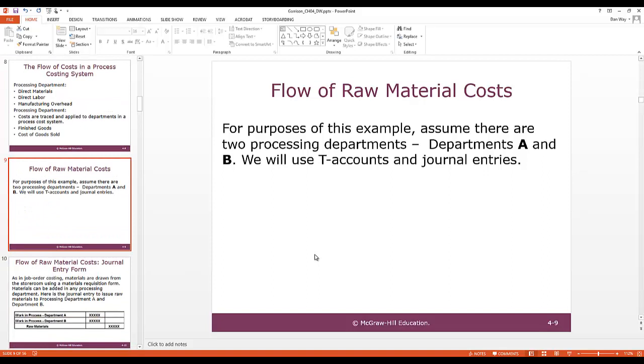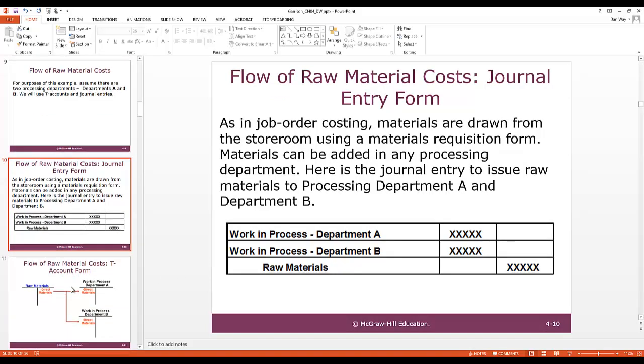So the flow of raw materials costs here, for purposes of this example, let's assume we have just two processing departments, A and B. So we'll book some journal entries and also look at the flow of those costs in our T accounts.